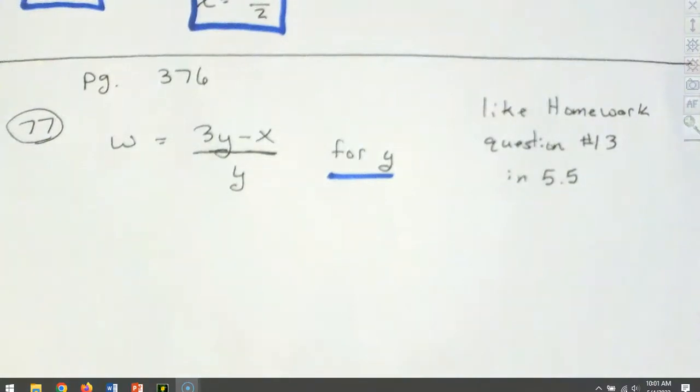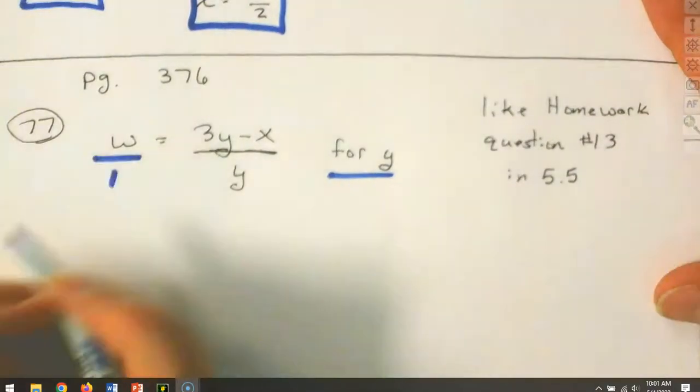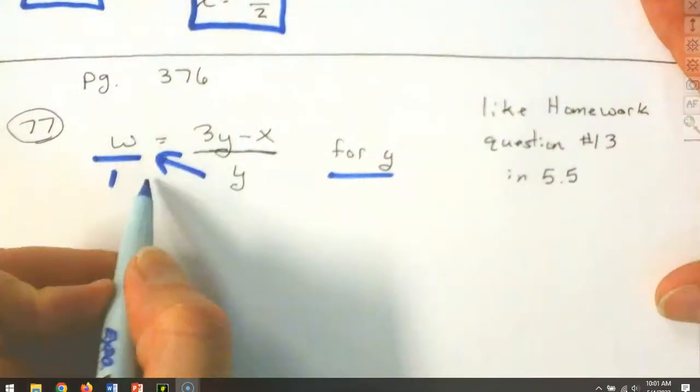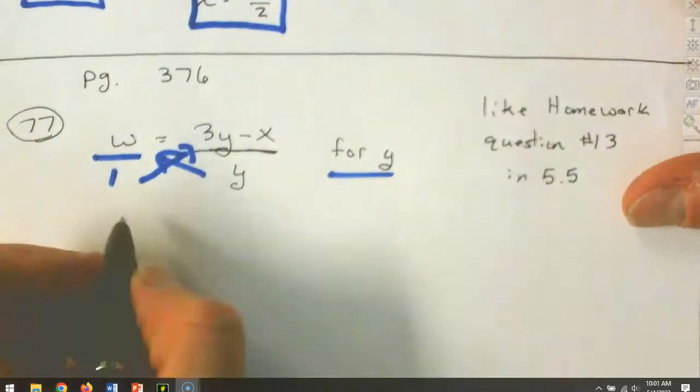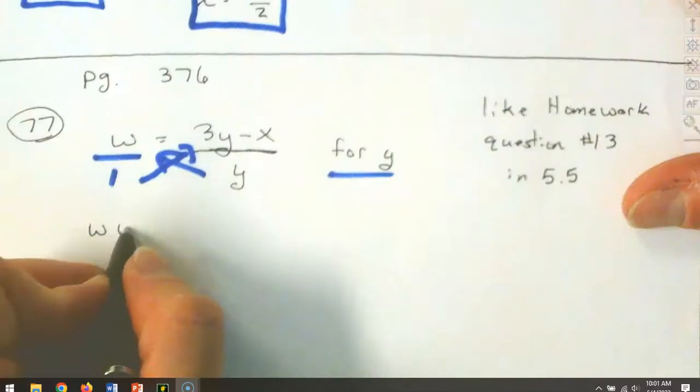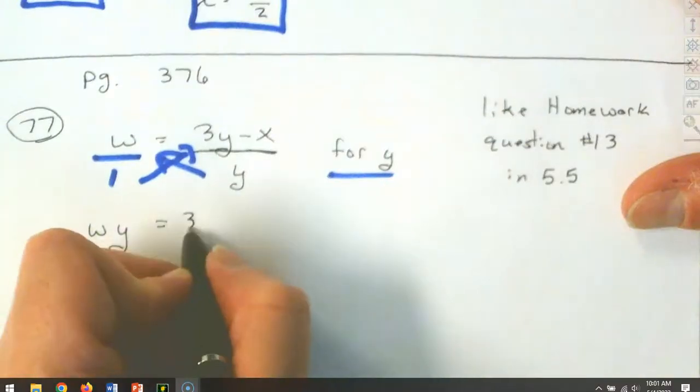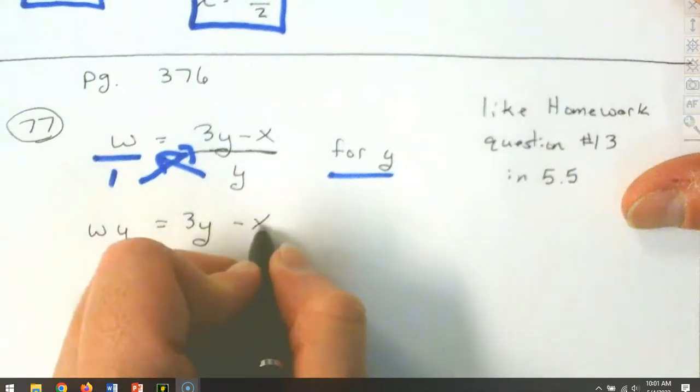So we need to begin by clearing out the fractions. So I'm just going to put this over 1, and I'm going to cross multiply. The one in your homework is almost exactly the same, except instead of solving for y, you're solving for t. No real difference. So we're going to go ahead and cross multiply. And so that gives you now wy equals 3y minus x.